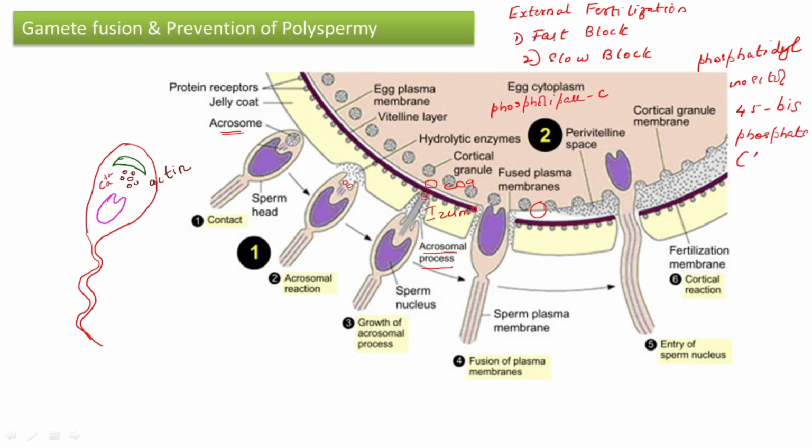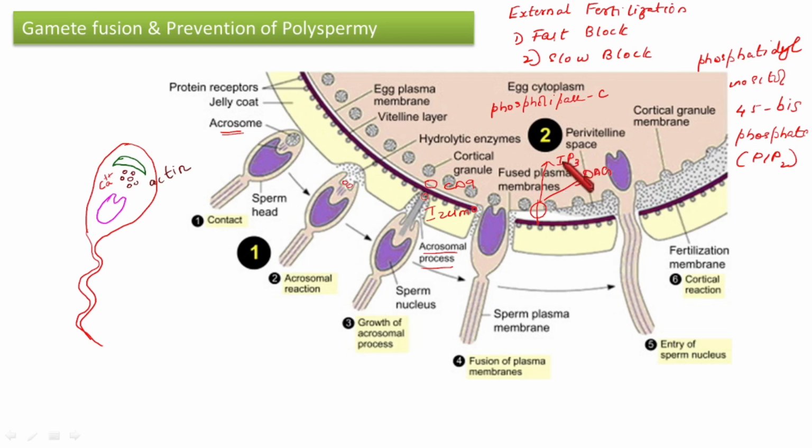In short, PIP2. So that phospholipase C enzyme comes and cleaves this phospholipid and results in two products. One is DAG and the other one is IP3. Okay, DAG is diacylglycerol. IP3 is inositol 1,4,5-triphosphate.